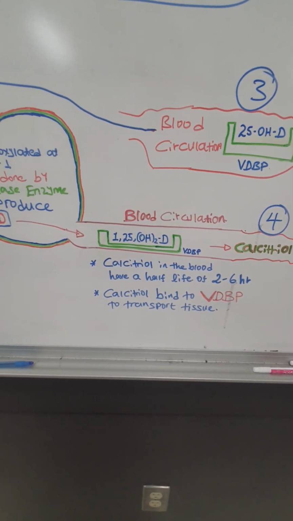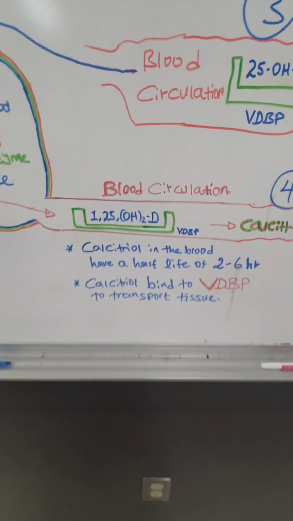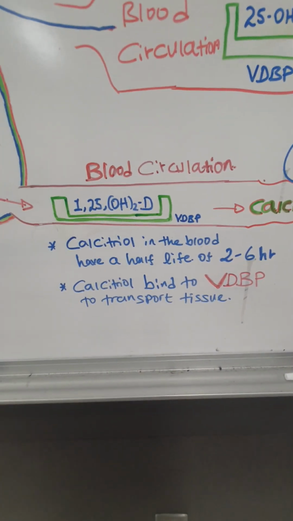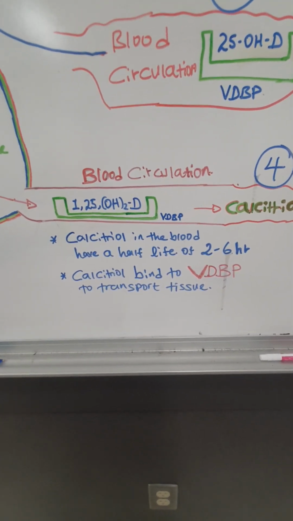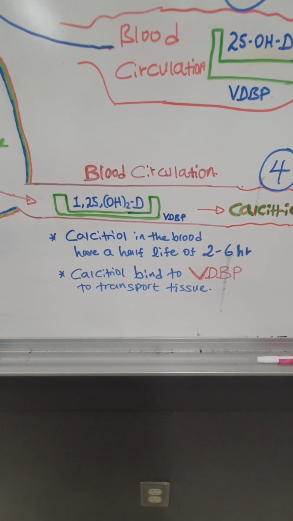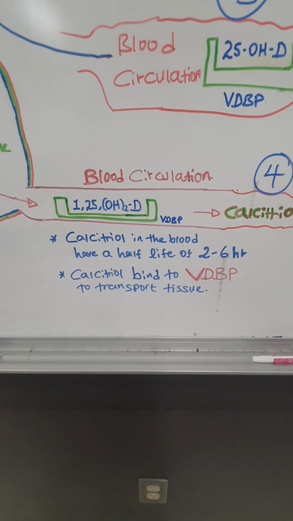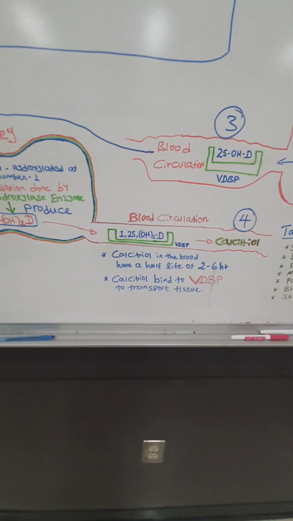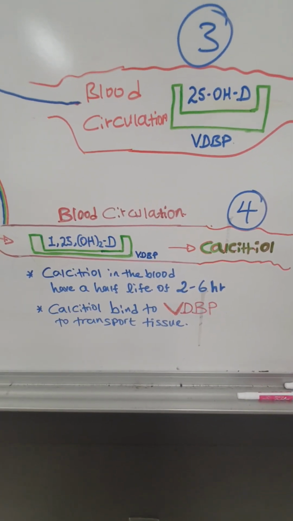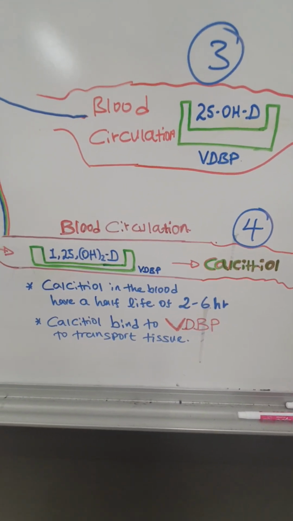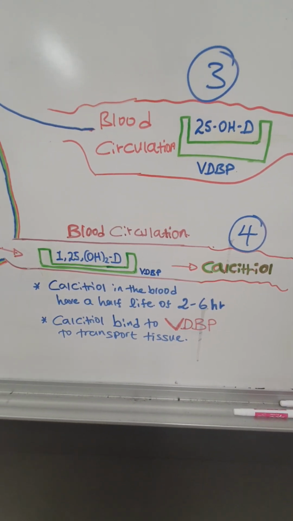1,25-OHD will be transported through the blood circulation by attaching itself to vitamin D binding protein. Calcitriol in the blood has a half-life of from 2 hours up to 6 hours. Calcitriol binds to VDBP to be transported to tissues. So this is the active form of vitamin D, which is calcitriol or 1,25-dihydroxycholecalciferol.